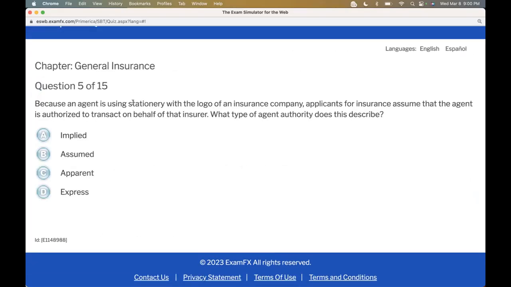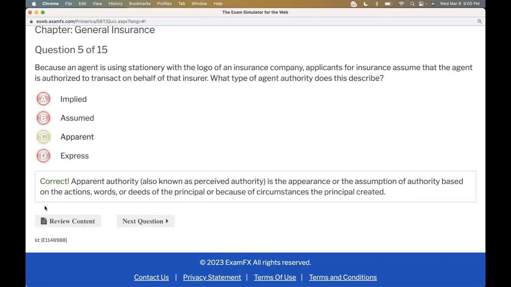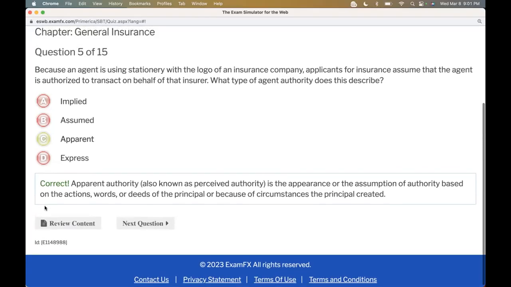Because an agent is using stationery with the logo of an insurance company, applicants for insurance assume that an agent is authorized to transact on behalf of the insurer. What type of agent authority does this describe? Apparent authority. Apparent authority, also known as perceived authority, not assumed authority. This is good. This is going to be on the test.